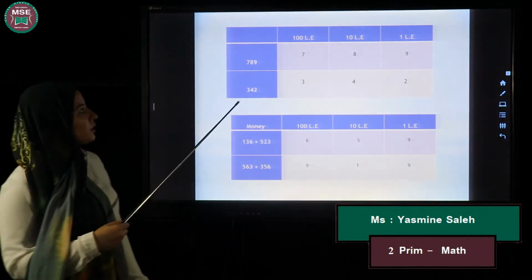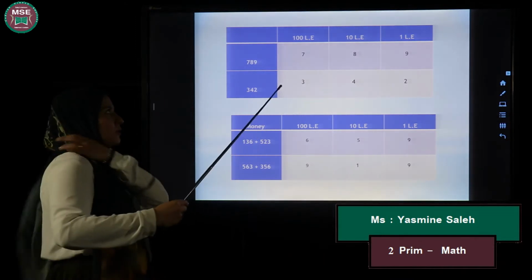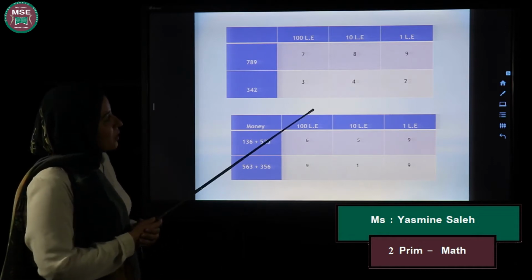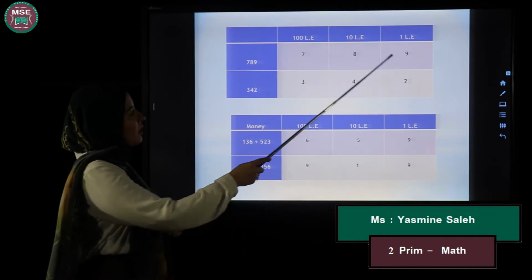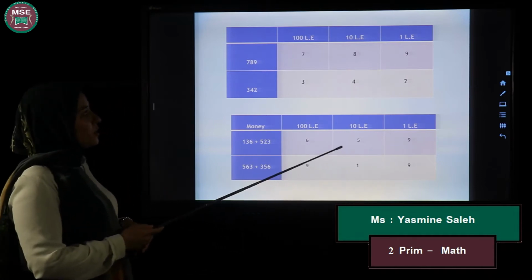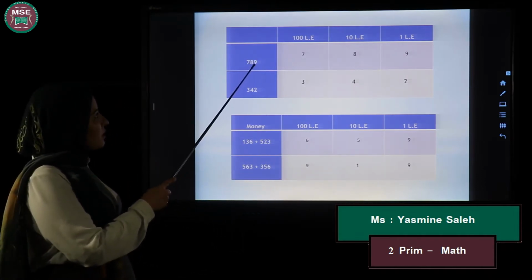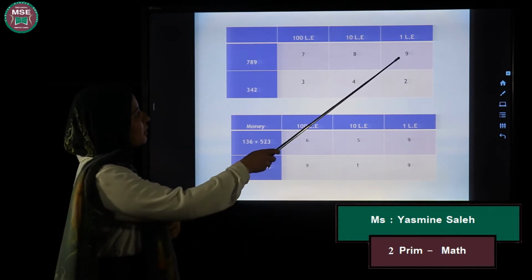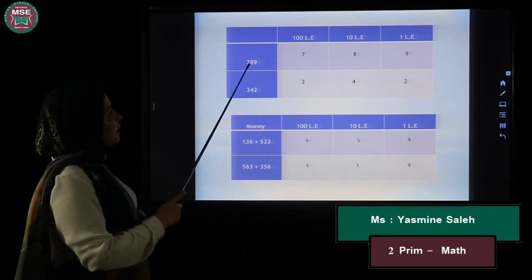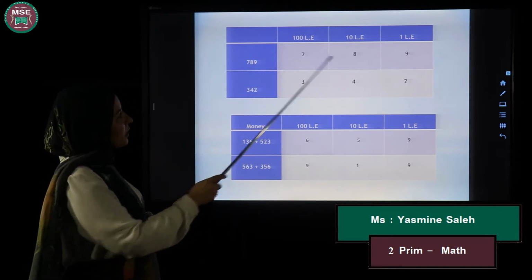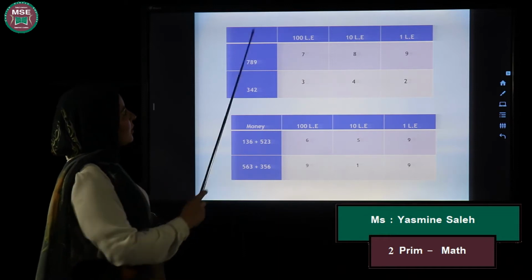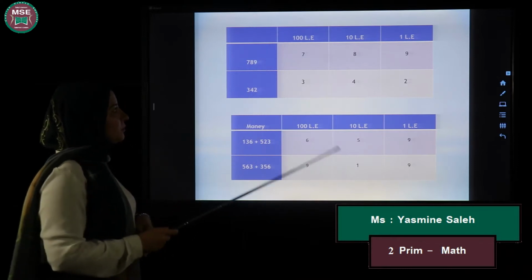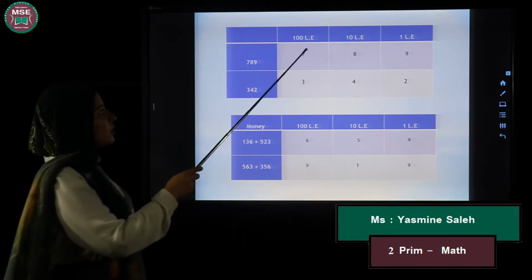Okay. Now we will talk about the money math. I have 789, and I want to put the hundreds alone, the tens and the units. I will start by units. The unit is the digit from this side. The first one is 9, so I have 9 LE. Then I have 8 in the tens, so I have 80 LE. And I have 7 hundreds, so I have 700 LE. Here I will not put the zeros.